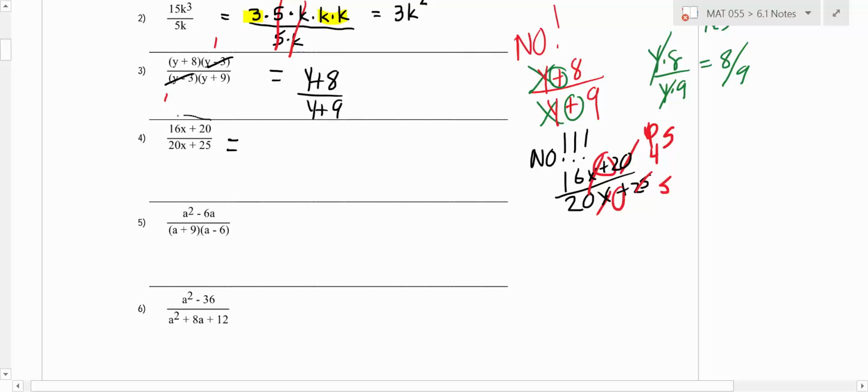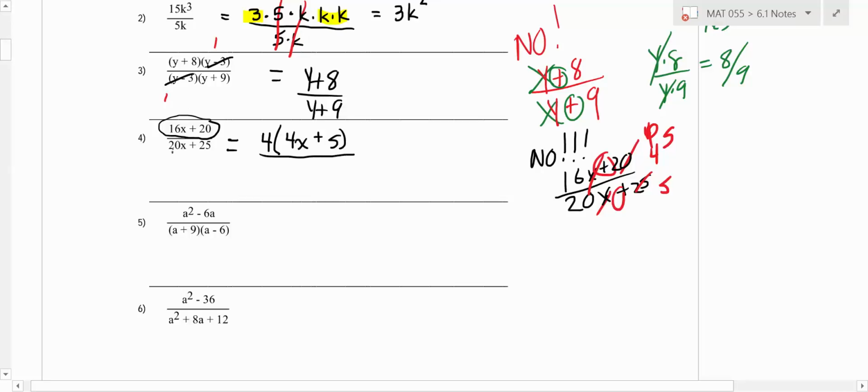So look at the numerator. What's the common factor between 16 and 20? Give me the biggest one. Not 2, but what? 4. Good. So take a 4 out. So 4 times 4x is going to give you 16, and 4 times 5 is going to give you 20. So you start that way.